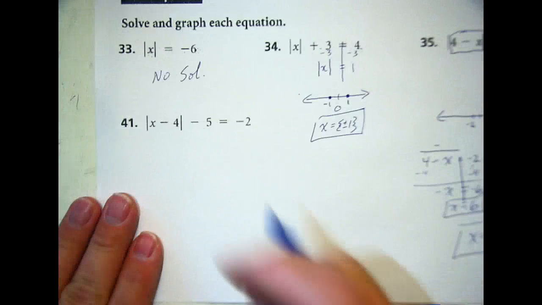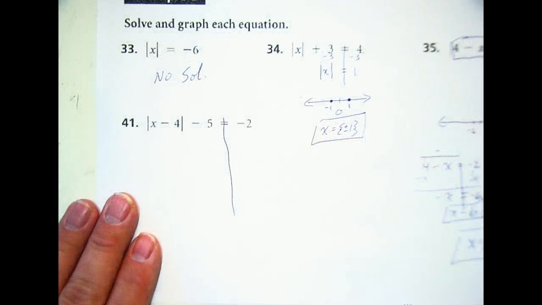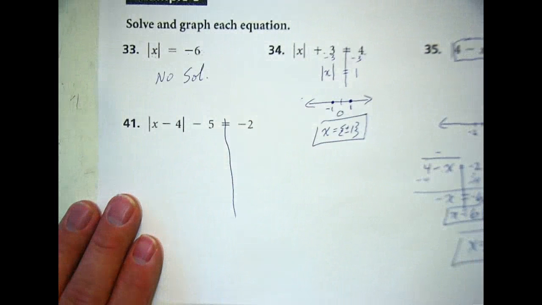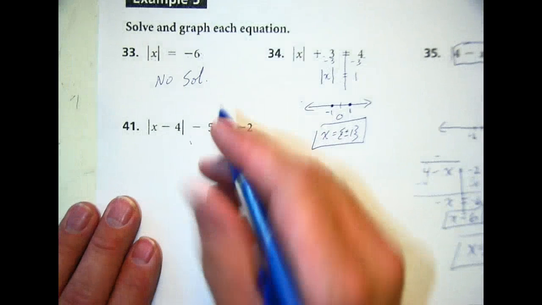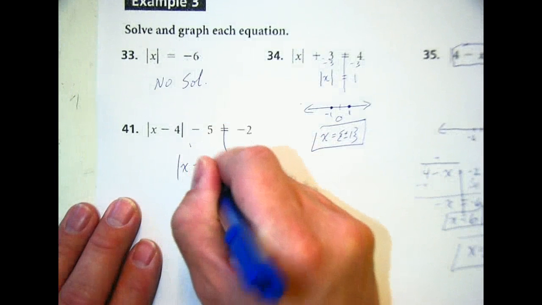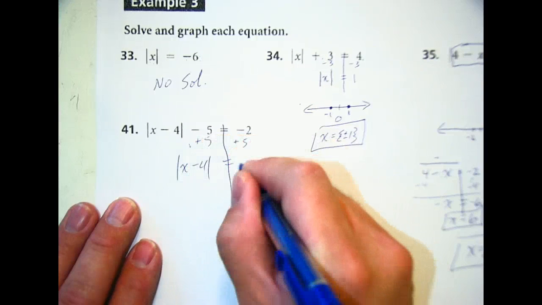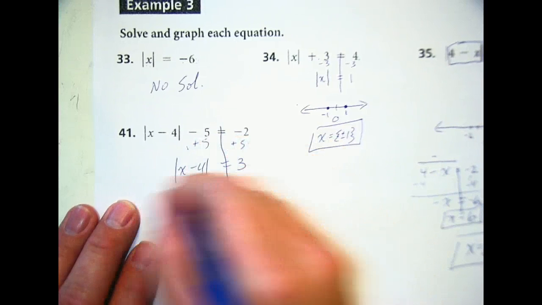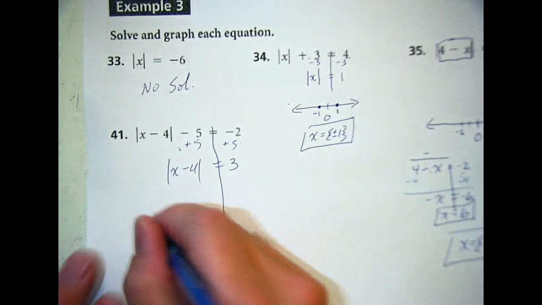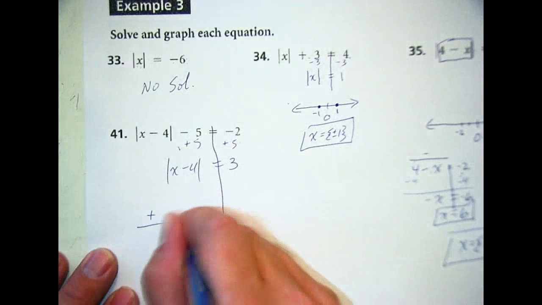So like on number 41, you have to do what first? Tell your neighbor. Add 5 to both sides first. Okay? Get it to this, and then you get the absolute value of x minus 4 equals 3. Do your positive and negative cases.